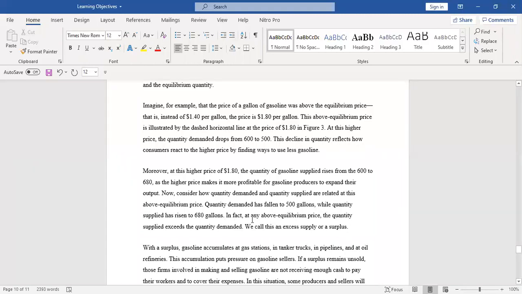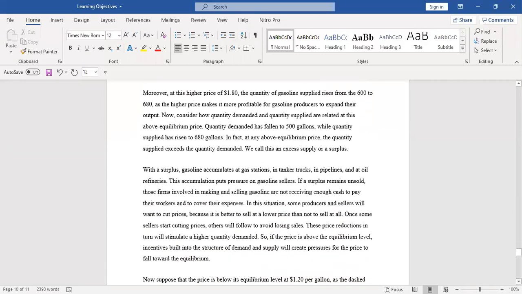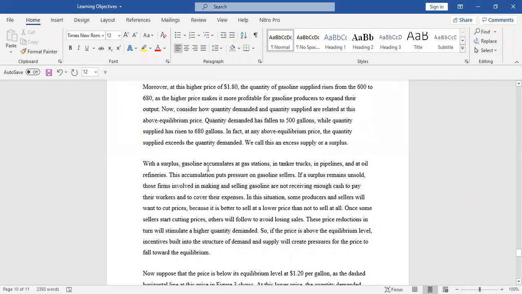In fact, at any above equilibrium price, the quantity supplied exceeds quantity demanded. We call this excess supply or a surplus. With a surplus, gasoline accumulates at gas stations, in tanker trucks, in pipelines, and at oil refineries. This accumulation puts pressure on gasoline sellers. You have too much to supply. Faced with excess supply, what are you going to do?